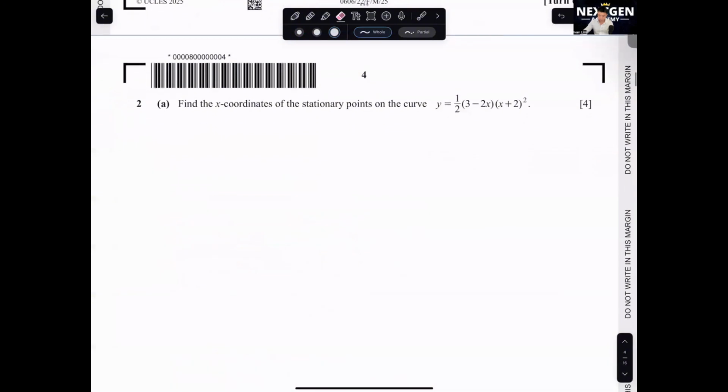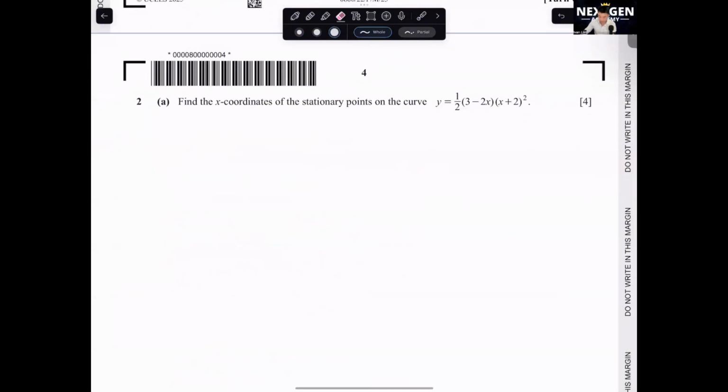Question number 2. Find the x-coordinates of the stationary points of the curve y equals half times (3 minus 2x) times (x plus 2) squared. What is the meaning of stationary point? X-coordinates of stationary point. Keyword: dy over dx is equal to 0. So we need to find dy over dx for this, then we set it equal to 0. They are only asking us to find the x value.